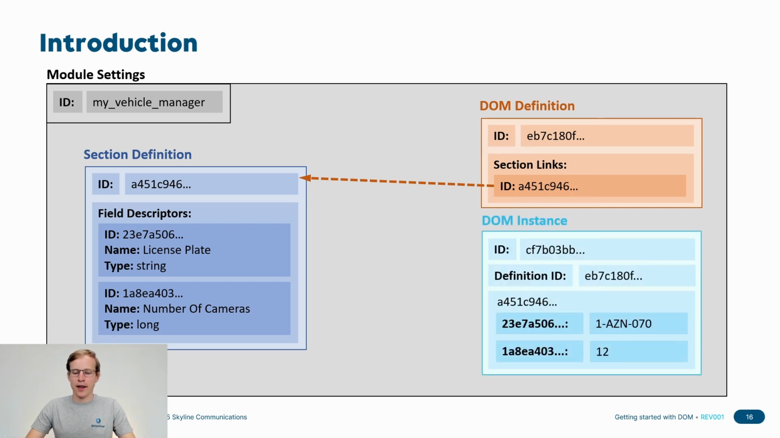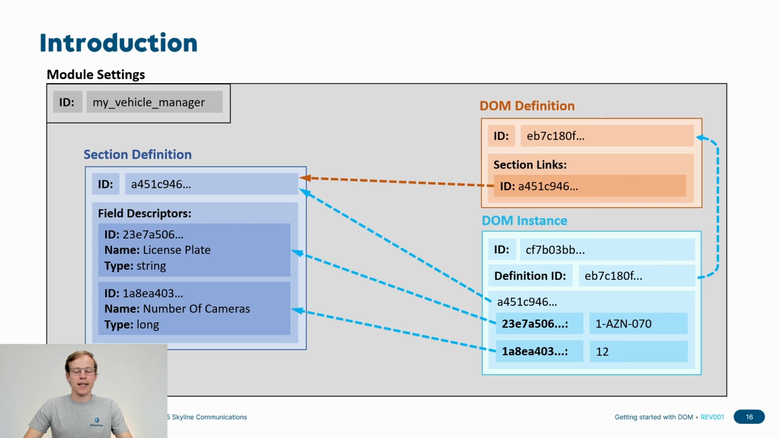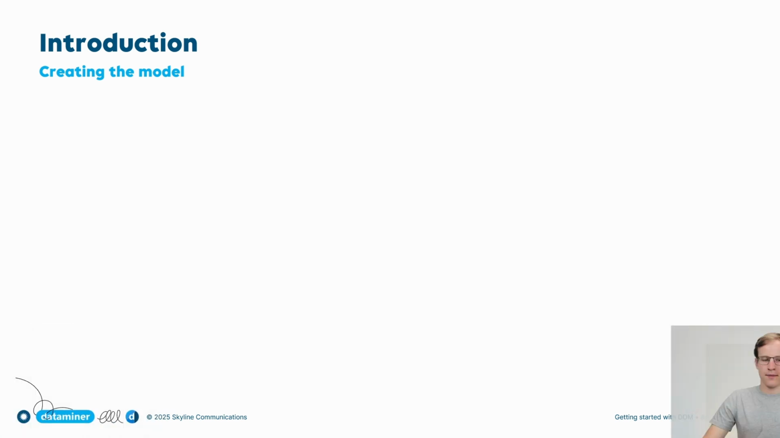referenced here. And then the last one: if we want to create a vehicle, we create a DOM instance, and this DOM instance has a link to the DOM definition, because it then says this DOM instance represents a vehicle. And then we create a section for each section definition. There's only one in this case. And then a field value for each field descriptor that was defined. And that's pretty much it. So this is the interlinking of all these objects explained again.